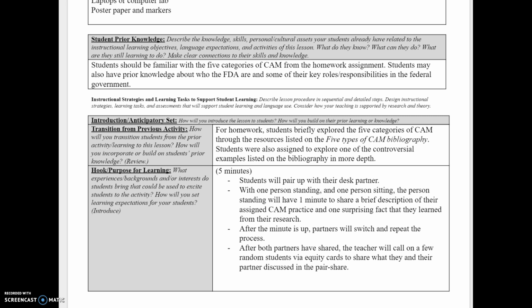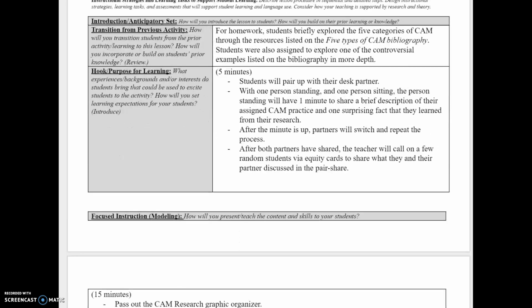And after both partners have shared, I will call in a few random students with the equity cards to share what they and their partner have discussed during the pair share.